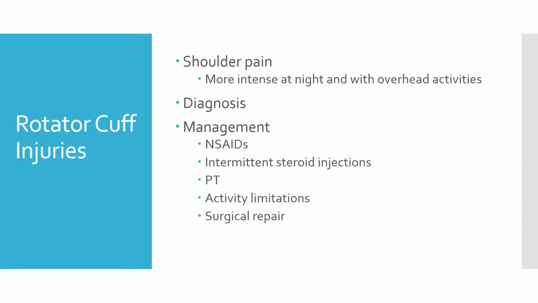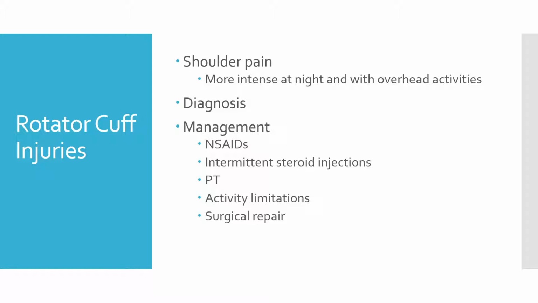Rotator cuff injuries. Your rotator cuff is located in your shoulder area, and so these injuries cause shoulder pain. The shoulder pain is usually more intense at night and with overhead activities. You can have different types of rotator cuff injuries. You can have a partial thickness tear, which is usually more painful than the full thickness tear, but the full thickness tear can result in more weakness and loss of function.